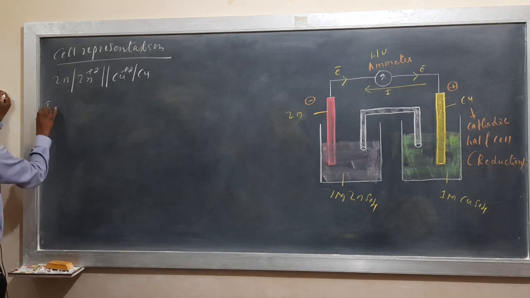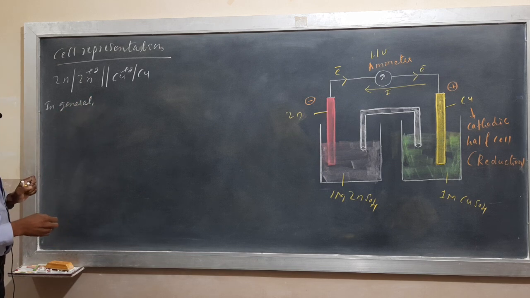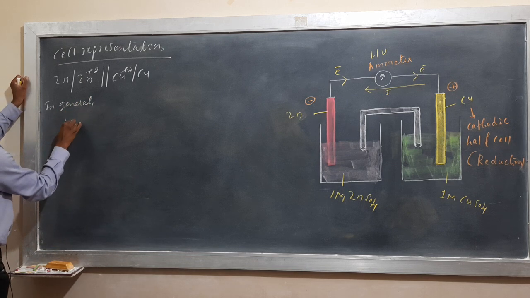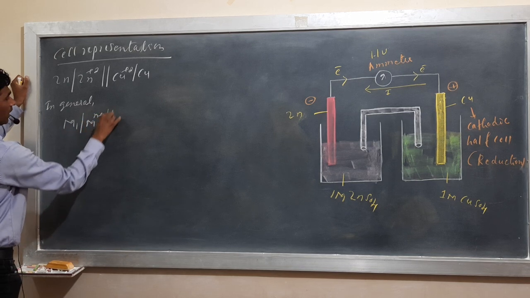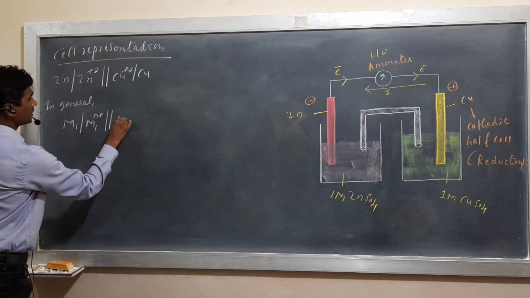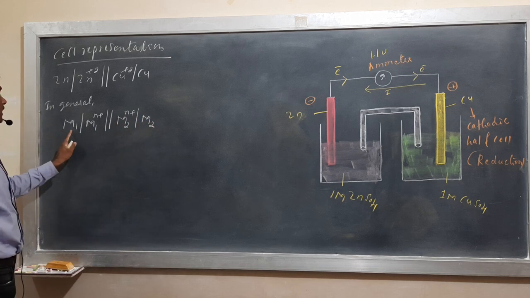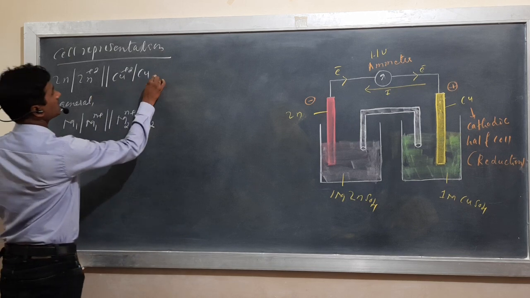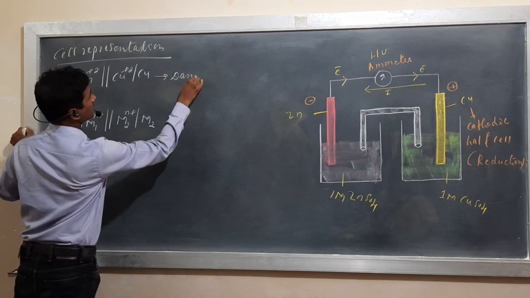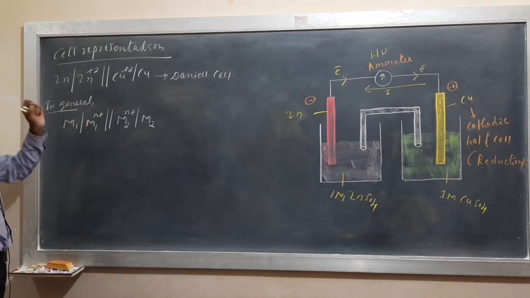In general, how do you represent a cell? First is the M1 electrode dipped in M1 n+ solution, then a double line, which is the salt bridge. Next is M2 n+, and then M2. M1 and M2, the metals, are at the extreme ends. So this is the cell representation of the Daniell cell, but in general we can represent it this way.